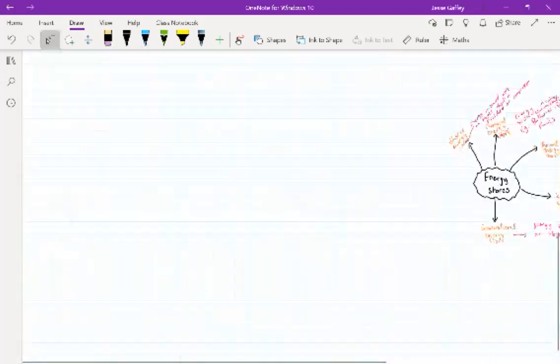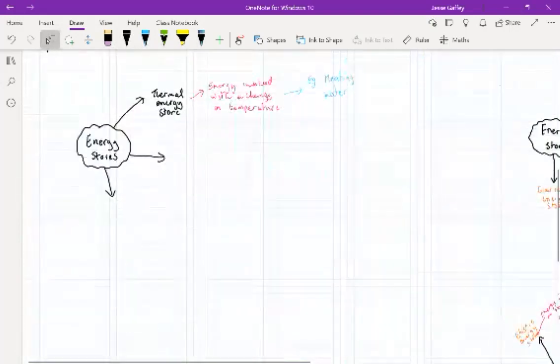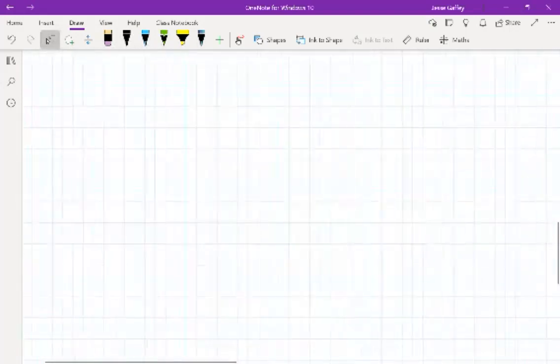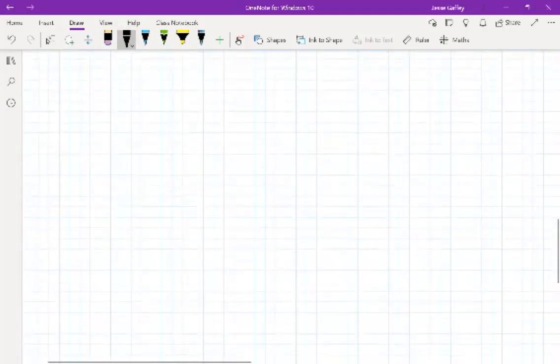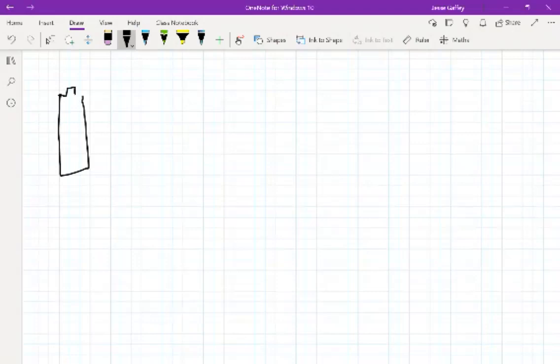I'm going to talk about 2 more energy stores now. Okay, so the next example that I have for you is I want you to imagine a battery. So we've got a battery, and our battery is new. It's what we call a full battery. And you put your battery in your torch and you're going to use the battery.